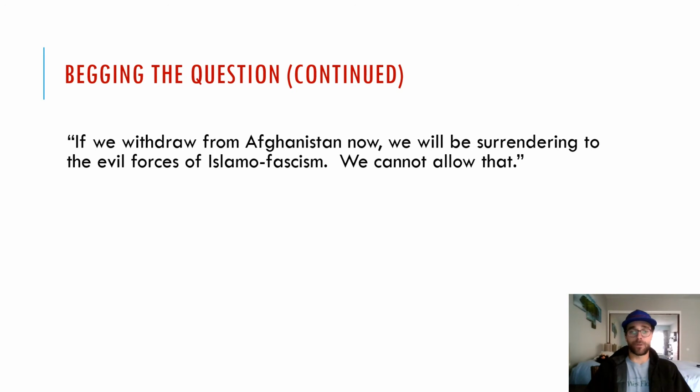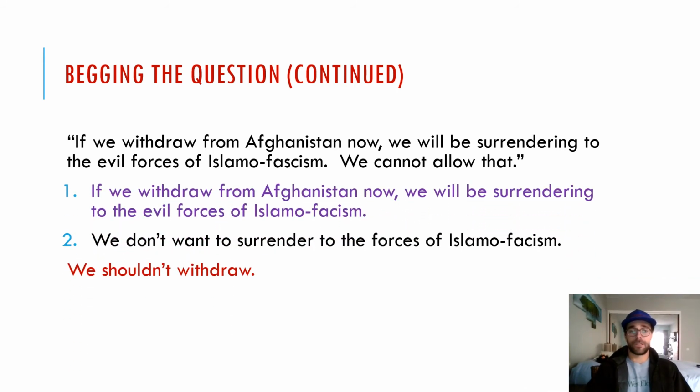Here's an example of a begging the question fallacy. If we withdraw from Afghanistan now, we will be surrendering to the evil forces of Islamofascism, and we cannot allow that. When we look at the argument in standard form, we see that the first premise is false because it's not convincing that that is necessarily true. There would need to be more argument prior to that to persuade the person being argued with to accept that particular premise. So you cannot have an assumed premise within an argument because that assumption can be wrong, and if that assumption is wrong, then it cannot be used to lead to an eventual conclusion.